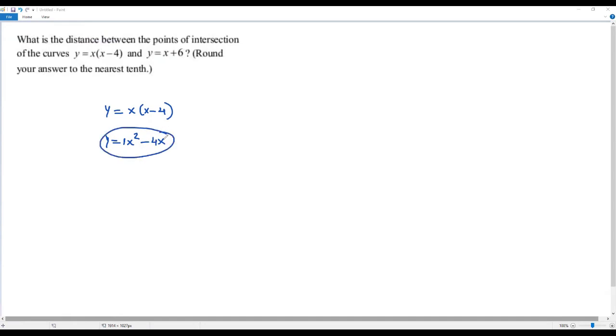Since it's a quadratic function with a positive leading coefficient, the graph of this quadratic function will be a vertical parabola which opens up. So this is the graph we have for this quadratic function.